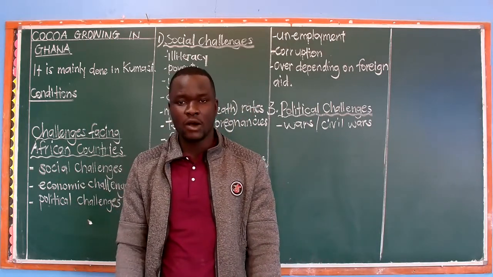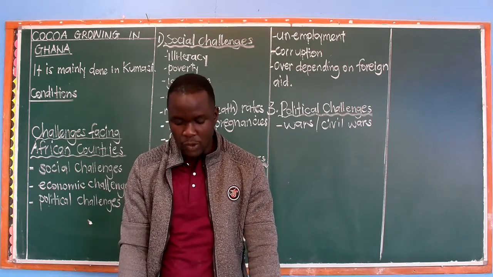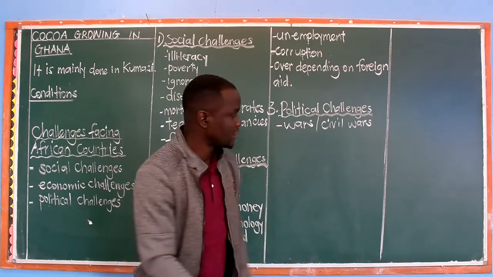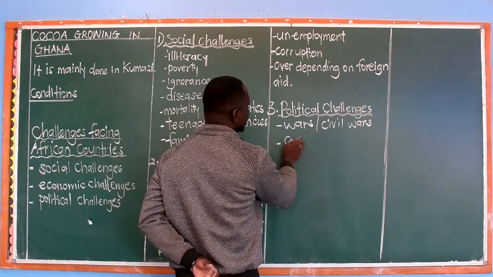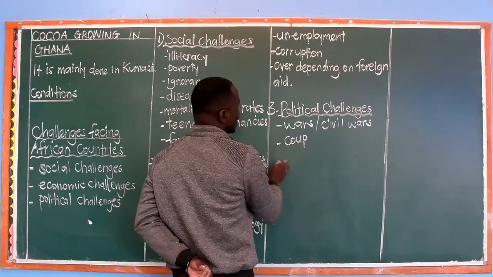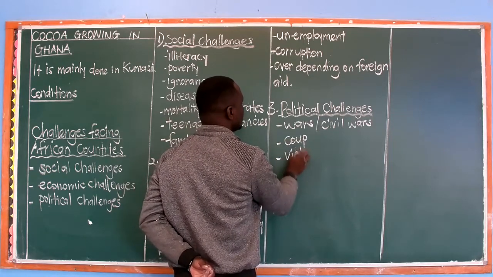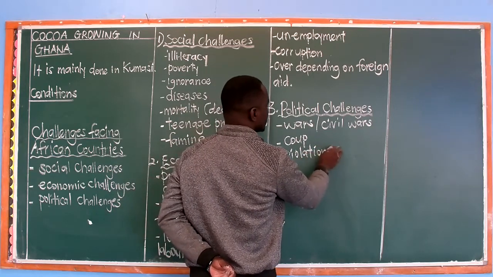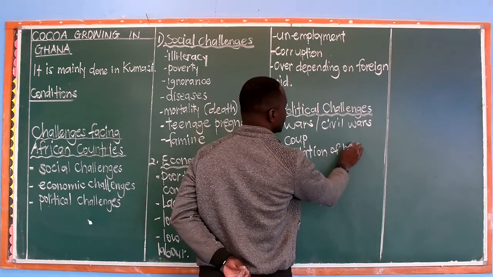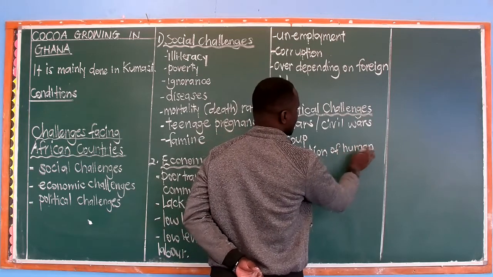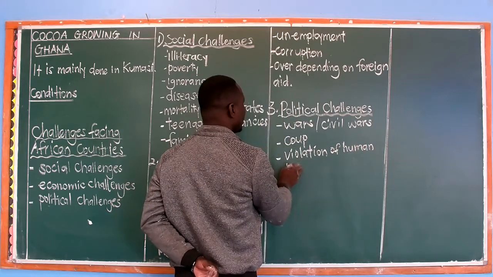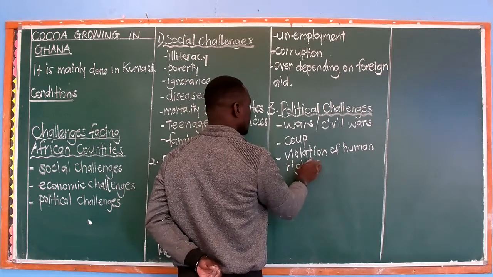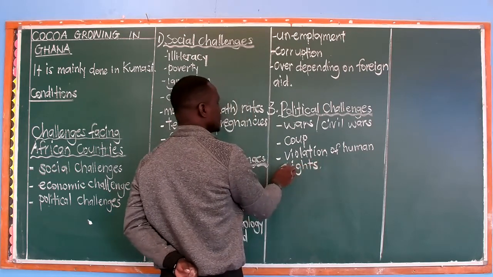We have also what we call military coup and violation of human rights. Military coup. This moves with the violation of human rights. How have human rights been abused? This is what we call abuse of human rights.